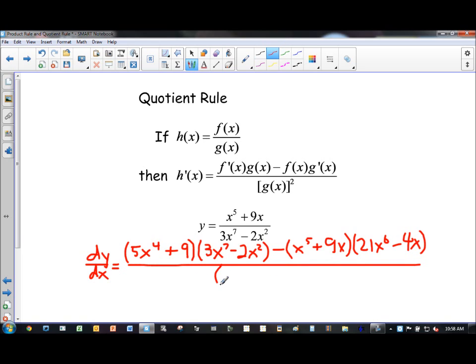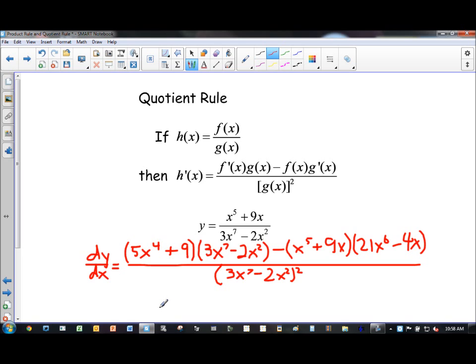And I'm just going to write that as 3x to the 7 minus 2x squared, squared. Okay? And again, you could simplify that by distributive property here, squaring a binomial on the bottom. You could do that. It may make it look nicer. But at this point, basically getting this unsimplified fraction is good enough. The rest of it is just algebra until we actually use it for something else.